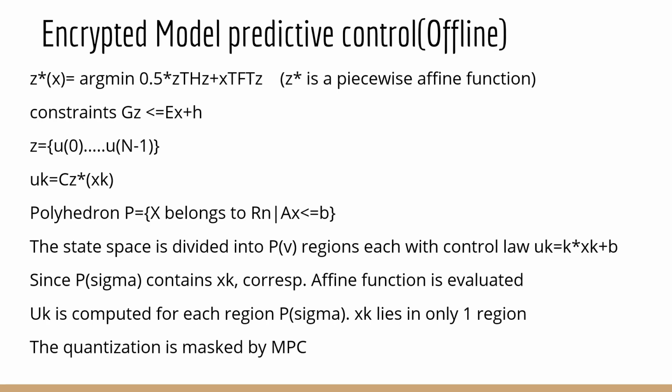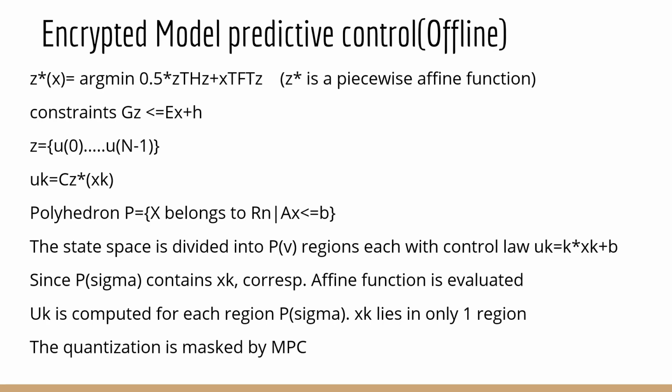In the offline optimization, the state space is mapped onto a polyhedron with V regions, and each region has a control law u of k equals K x of k plus b, an affine function. A polyhedron is an object which has multiple dimensions, and it is also called the intersection of a finite number of half spaces. A half space is Ax less than or equal to b. So each row of that is a half space.